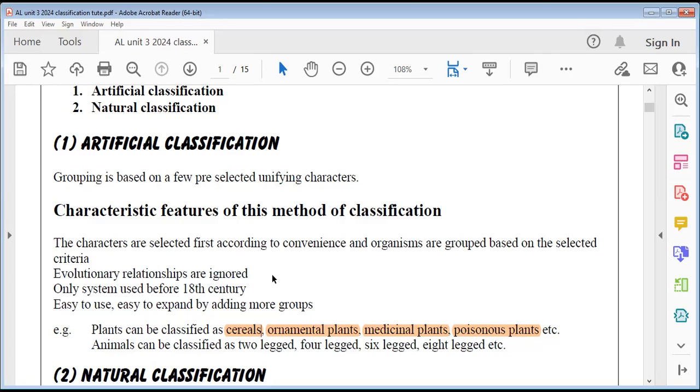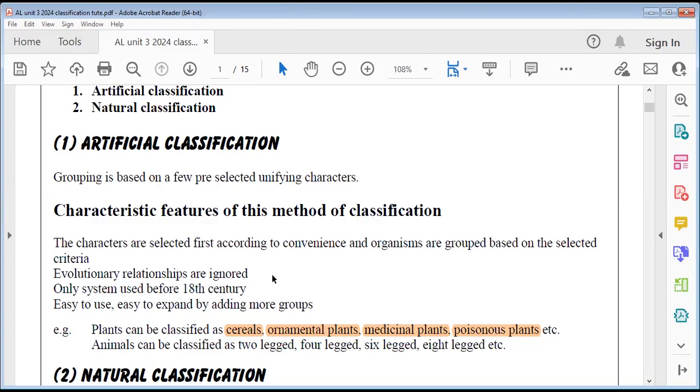What could be the reason? The simple reason is that in the 18th century the concept of evolution was introduced. We studied Lamarck, Darwin. So before the 18th century, people didn't have any knowledge about evolution. In that case, can they think from the point of view of evolution? No. After evolutionary ideas were introduced, they started thinking on an evolutionary basis. Then natural classification started.